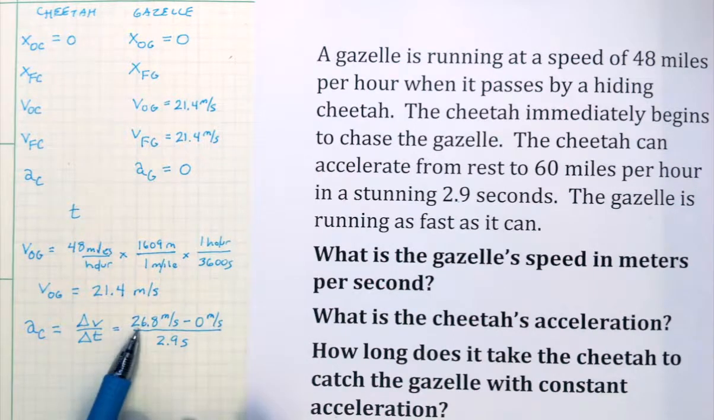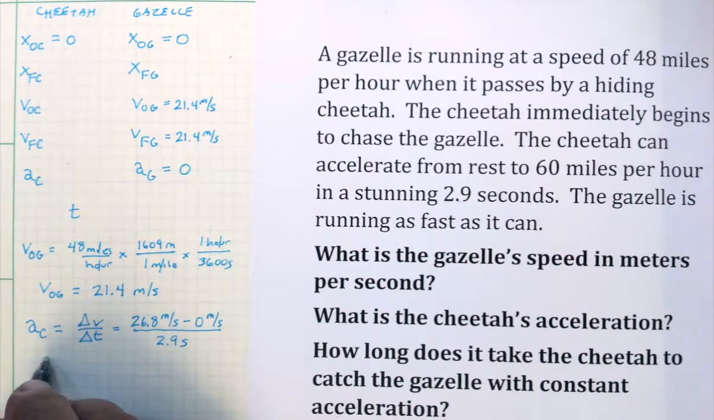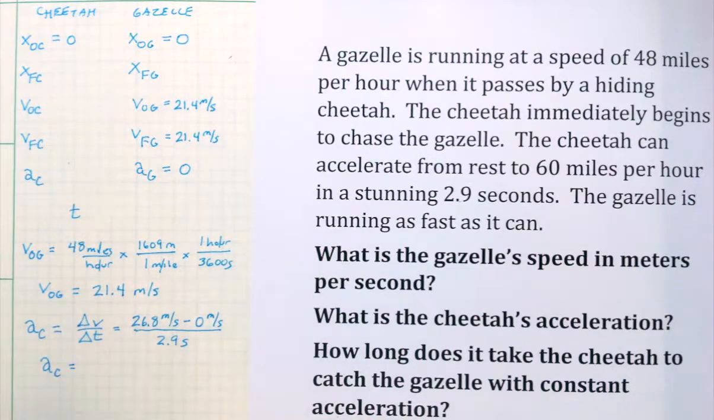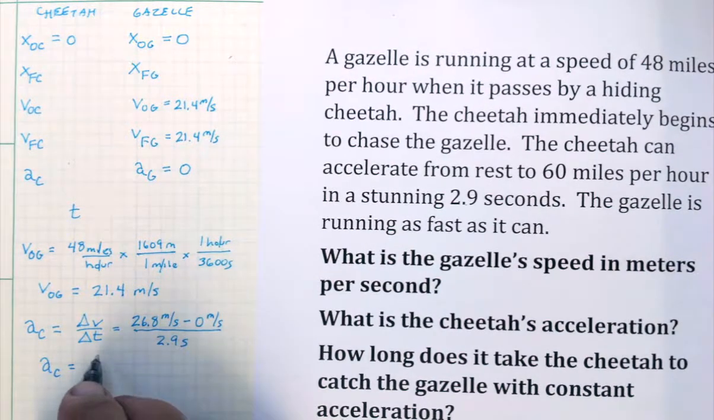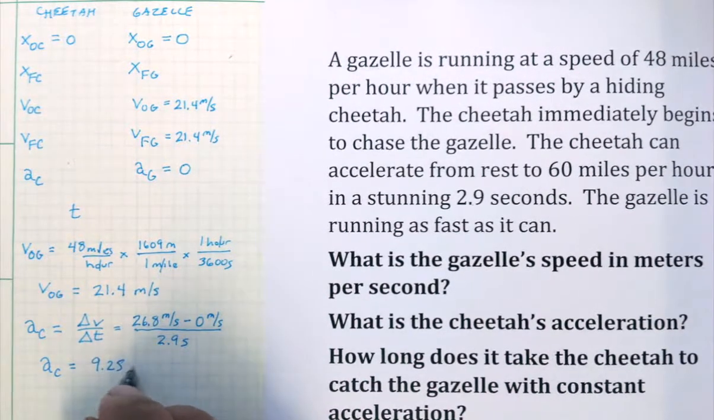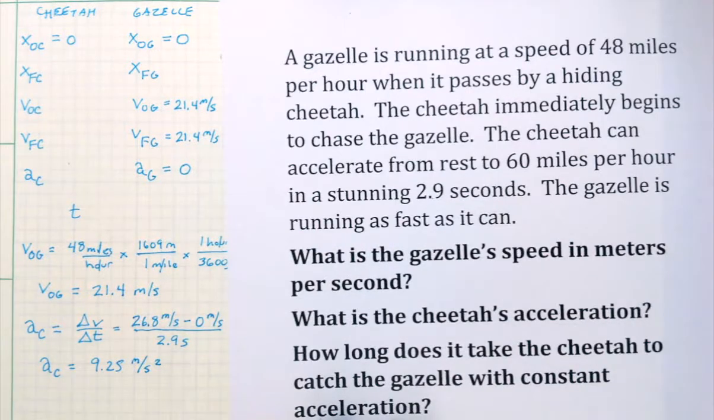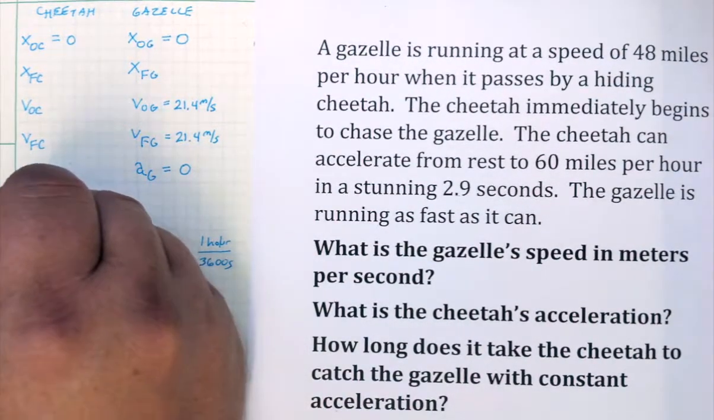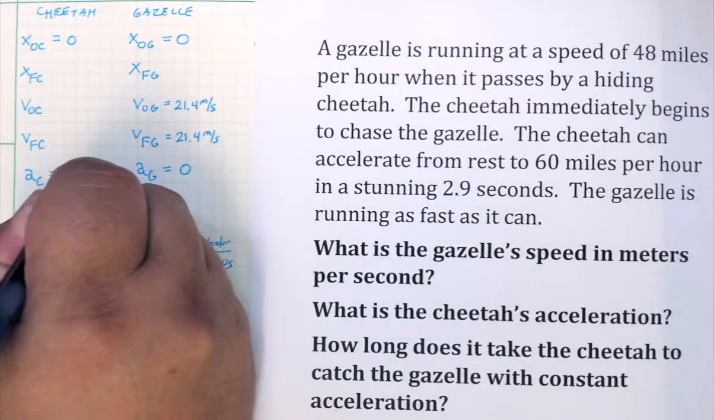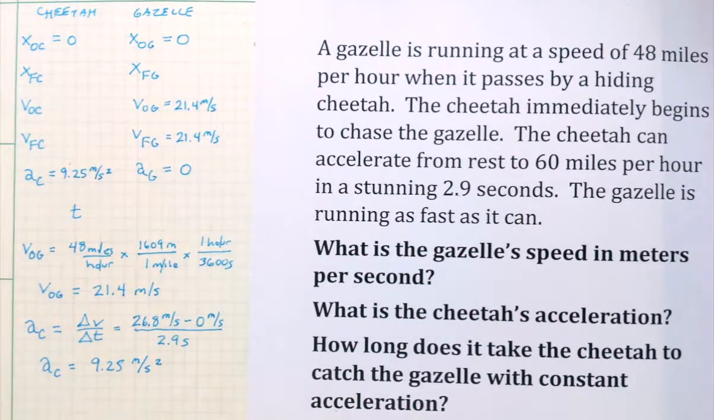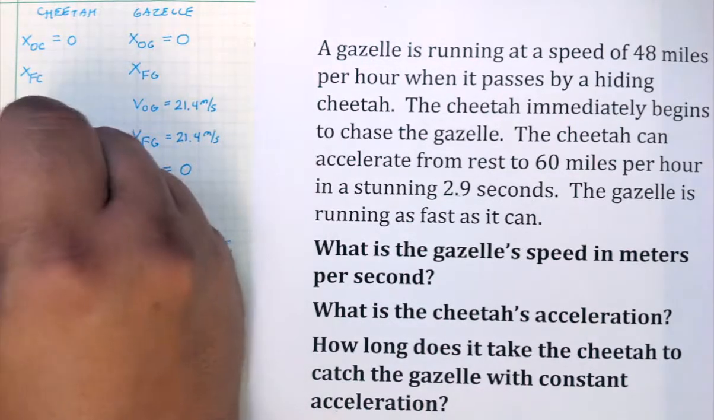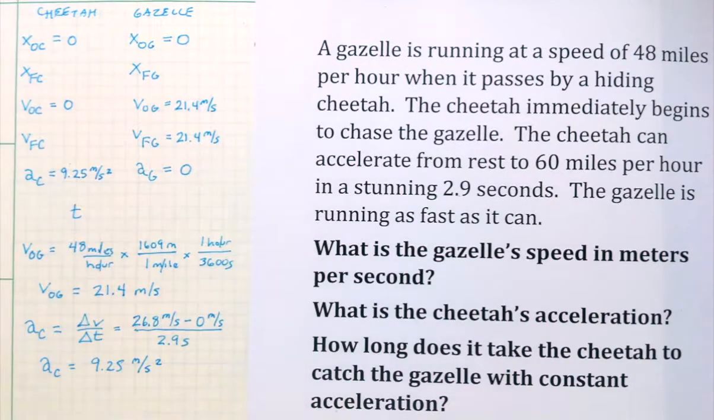We convert 60 miles per hour into meters per second, and we calculate the acceleration of the cheetah as being an amazing 9.25 meters per second squared. Cheetahs are capable of incredible accelerations. So that is what we put in for the acceleration of the cheetah. We also know that the cheetah starts from rest, and so it has an initial velocity of 0. So that summarizes everything that we are told by the problem.